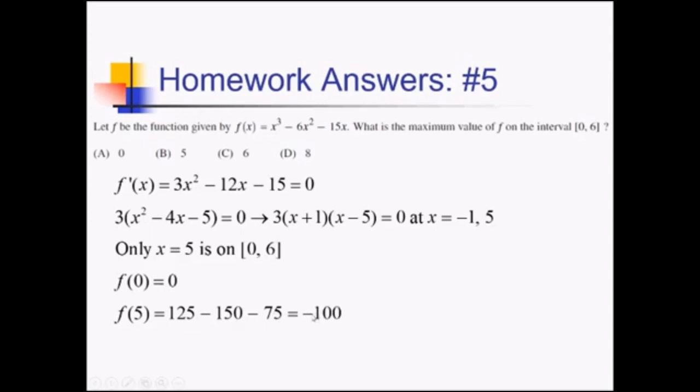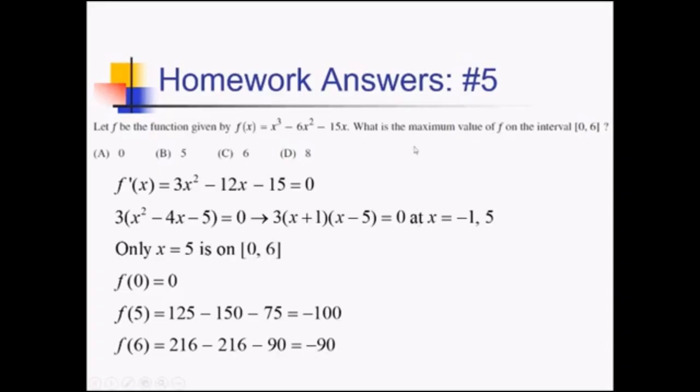And let's go ahead now and plug in 6. We have to plug in the other endpoint. So 6 cubed is 216. This is going to be 6 times 6 squared, which is essentially 6 cubed, so minus 216. And then this is going to be minus, let's see, 6 times 15 is 90. These 216s cancel, so you just have negative 90 left over.